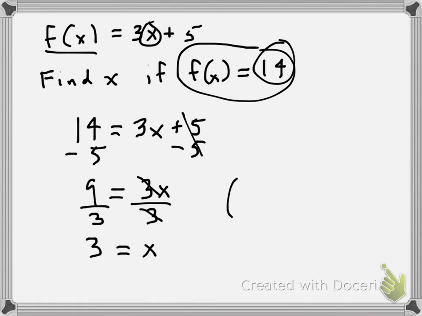We can get an ordered pair from this. Our x value is 3. Our f of x value, remember that's another way to give a y, is going to be 14. Okay, so we can ask you these questions a couple of different ways. We just need to plug the numbers into the right spot.